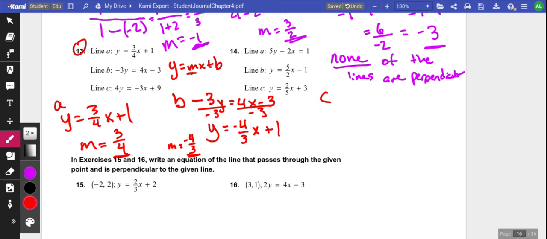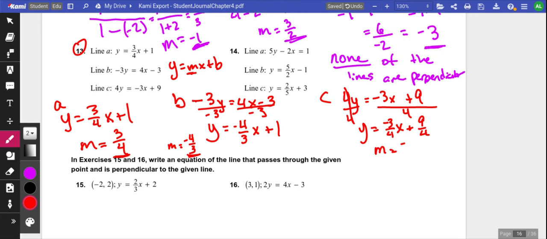Okay, so I've got 4y is equal to negative 3x plus 9. Same thing. I want to get rid of that 4, so I'm going to divide. These cancel, so I'm just left with y is equal to negative 3 divided by 4 is negative 3/4 x, and then 9 divided by 4 gets me 9/4. So this slope is negative 3/4.